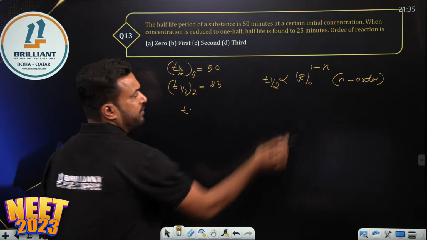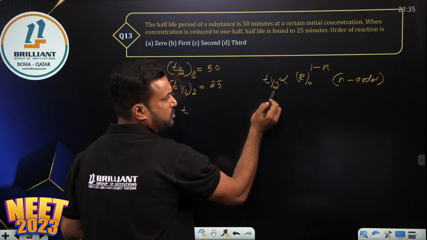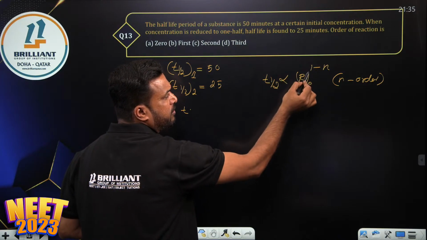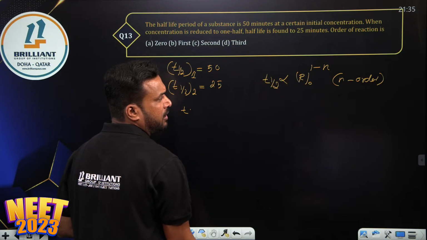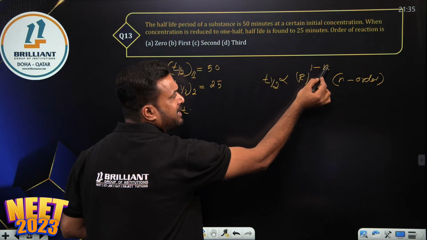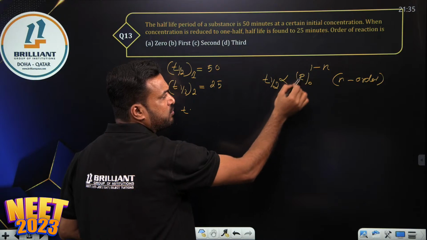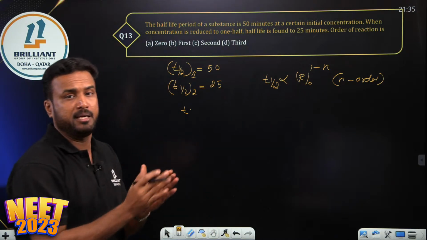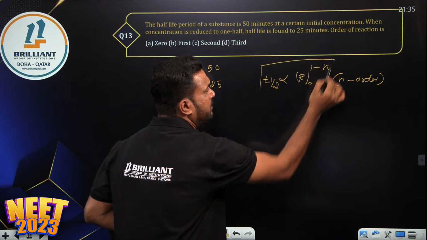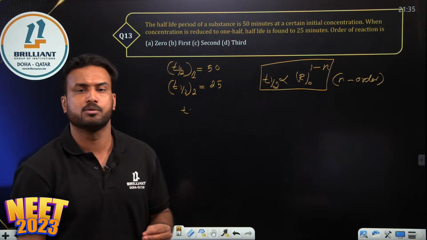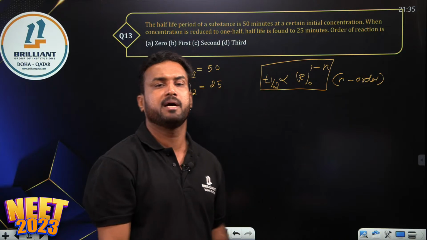Keep in mind. So when you are substituting for 0 order, you know that one 1 minus 0, it will be 1, because for 0 order reaction T half is directly proportional to initial concentration. For first order you know that one 1 minus 1, 0 will come, R0 raised to 0 is 1, which means T half is independent of initial concentration. So this equation you keep in mind, it is important. T half proportional to R0, initial concentration, raised to 1 minus n.